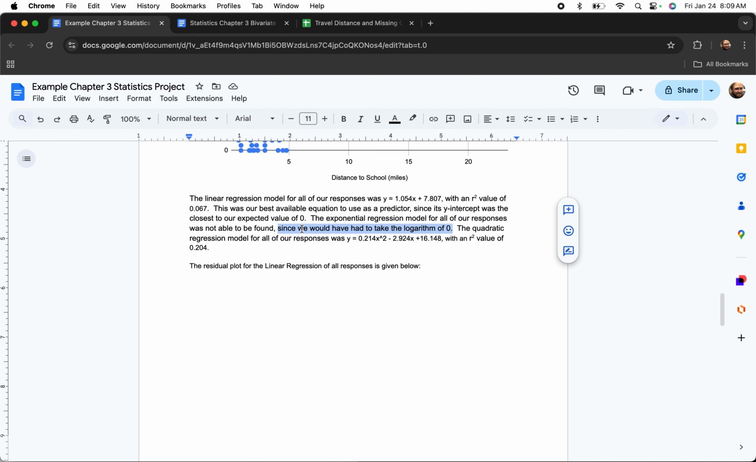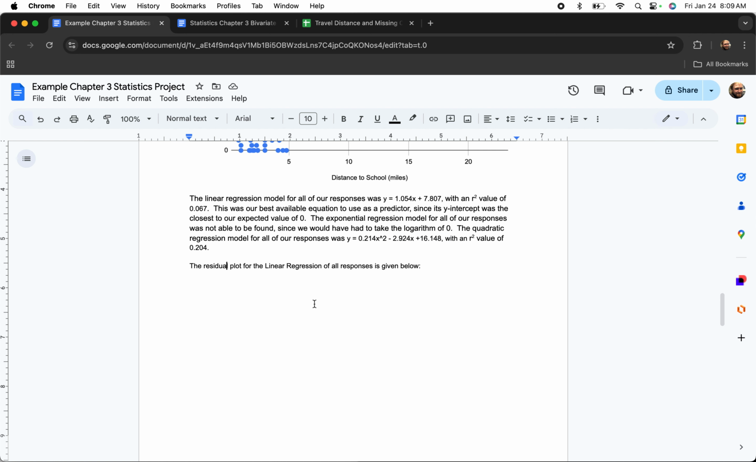The quadratic regression for our responses was y hat equals 0.241x squared minus 2.924x plus 16.148 with an r-squared value of 0.204, just stating what the results were.